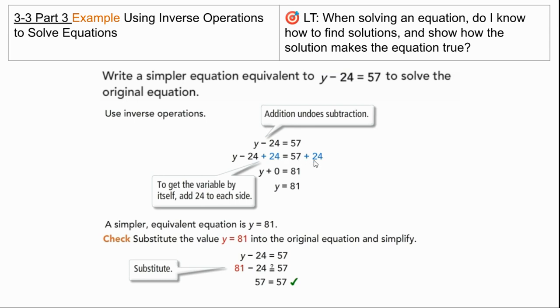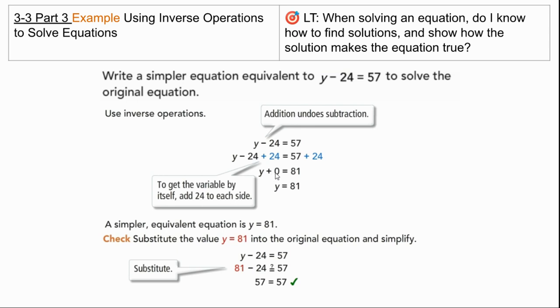So see, we're doing the same thing to both sides of the equation, just like we would do the same thing to both sides of the scale. Minus 24 plus 24 becomes what's called a zero pair. We take 24 away, we add 24, we're back at our starting point, which is 0. y plus 0 equals 81 because 57 plus 24 was 81. Therefore, y equals 81.